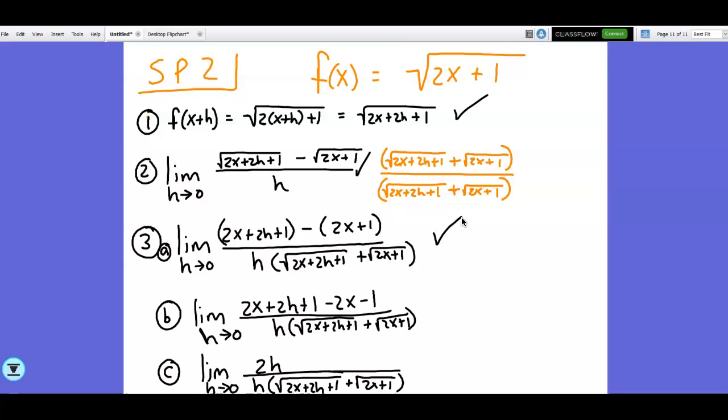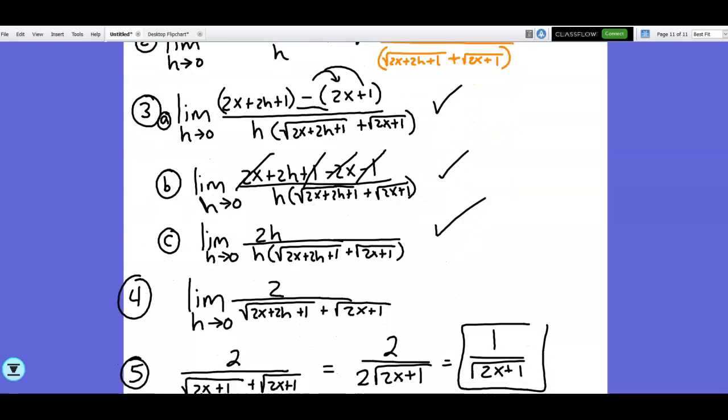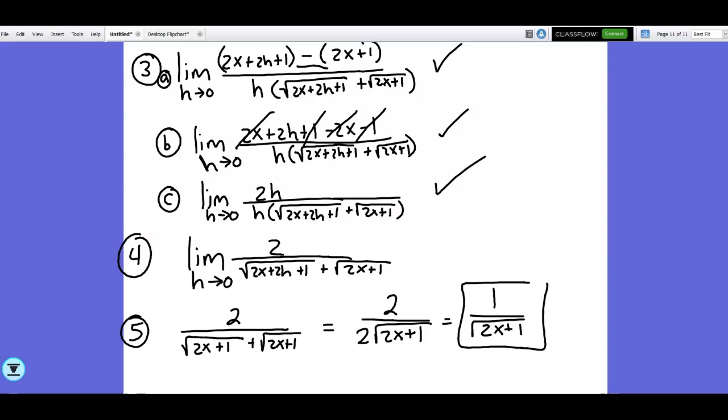Then 3b, we distribute the negative here in the middle into the second set of parentheses, and we end up with this. And then step 3c, we combine all the like terms together, and these things cancel out, leaving us just with 2h on the top. Next, in step 4, we remove the discontinuity of the h, leaving us with this.